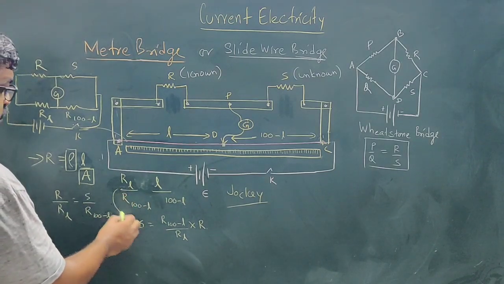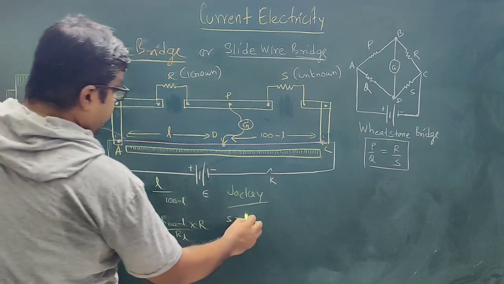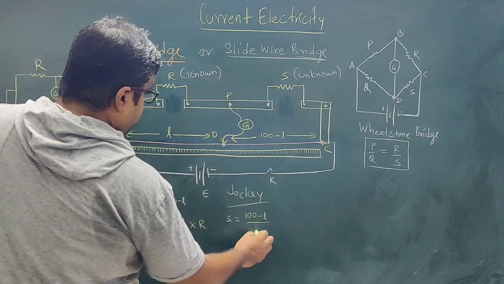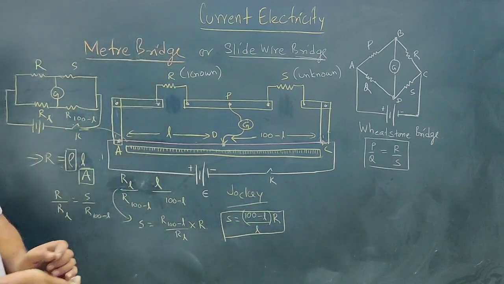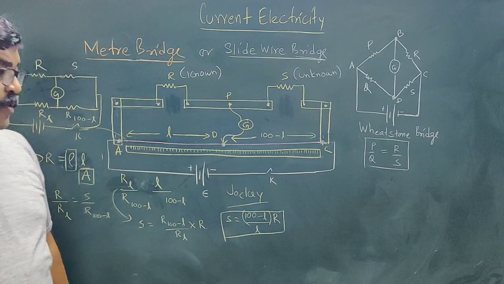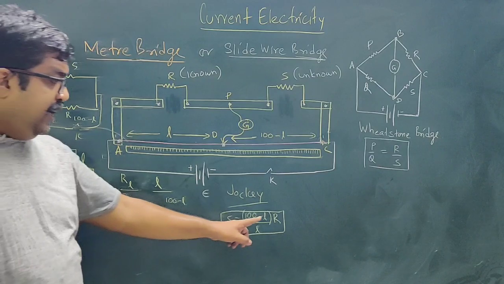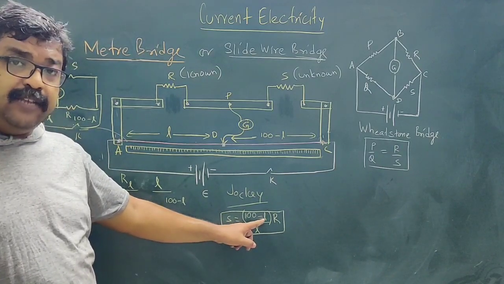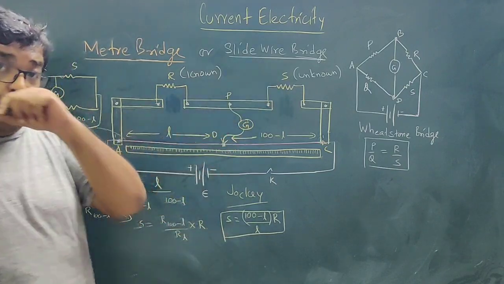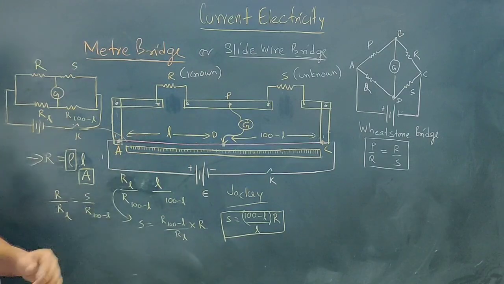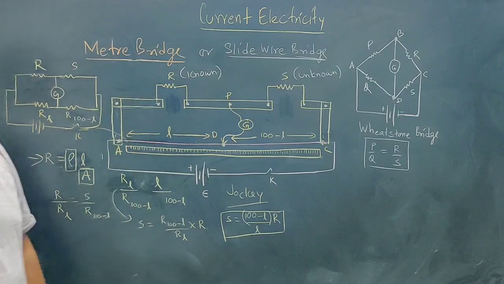Now, if you use this relation over here, what do you get? We get S is equal to (100 minus L) by L into R. Correct? So if you know this length, L is known, which means 100 minus L is known. R is the known resistance. So we can calculate the unknown resistance S. This is how we can calculate the unknown resistance with this device called meter bridge.